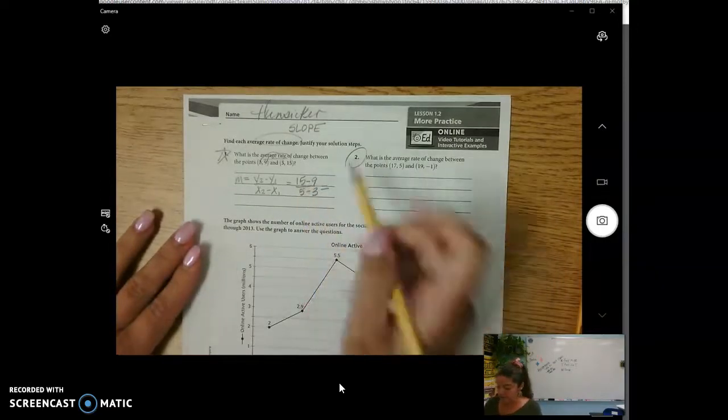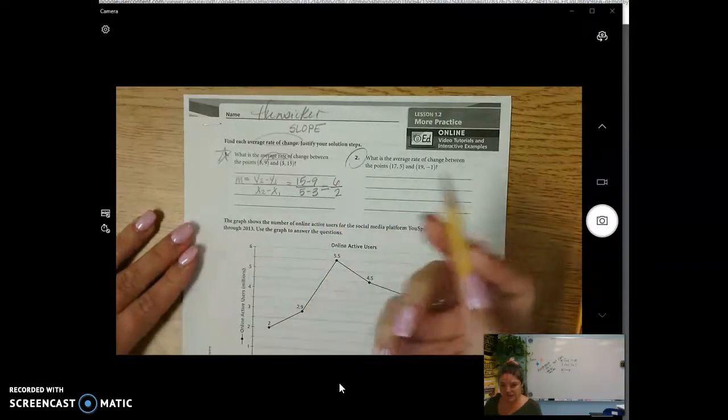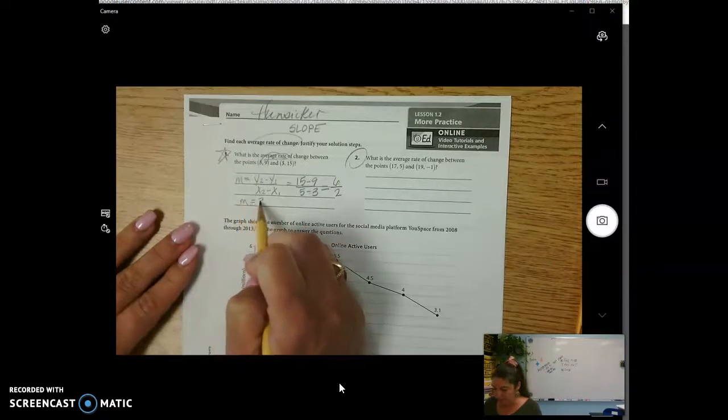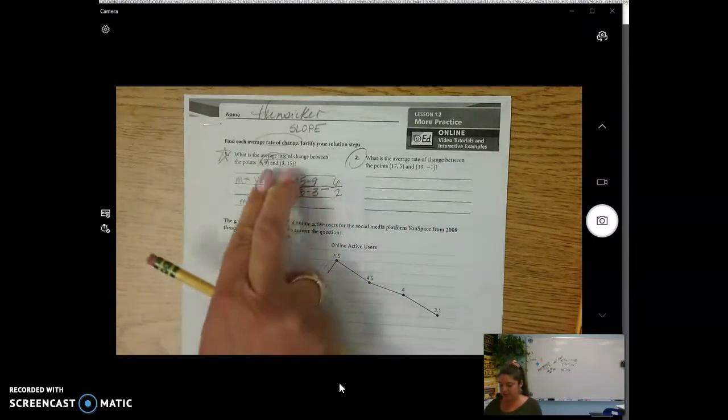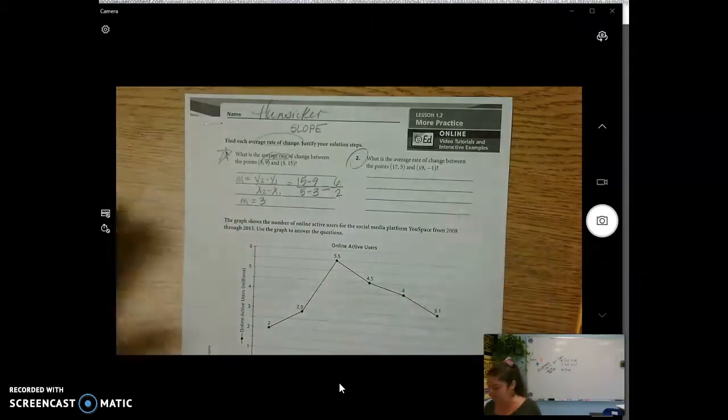All right, so 15 minus 9 is 6. 5 minus 3 is 2. 6 divided by 2 makes 3. So the average rate of change between these 2 points is 3, okay? You're going to go do number 2 on your own.